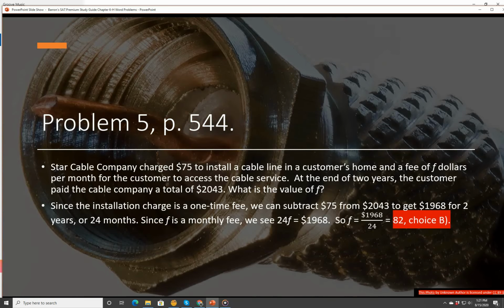Problem 5. This is a coaxial cable, in case you're wondering what this picture is. Star Cable Company charged $75 to install a cable line in the customer's home and a fee of F per month for the customer to access the cable service.